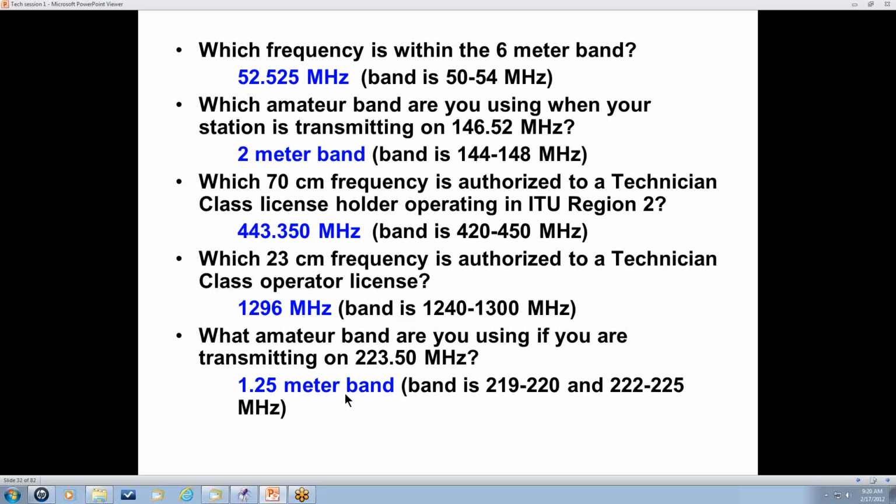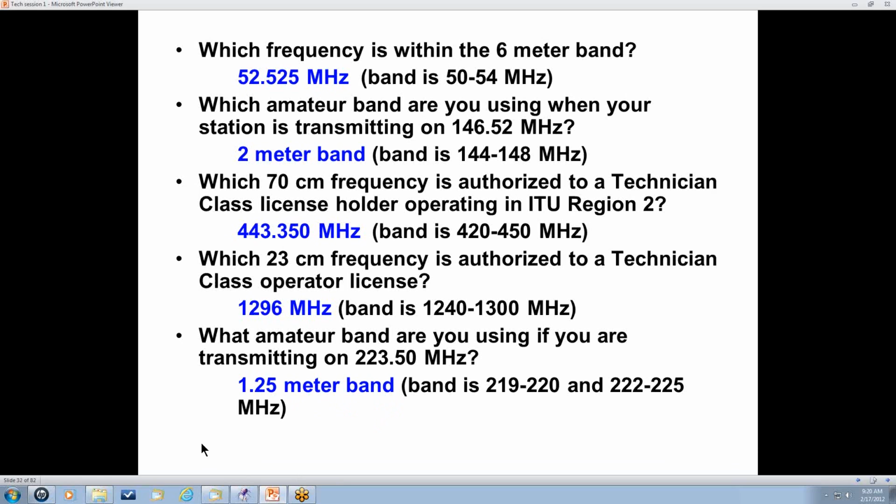What amateur band are you using if you're transmitting on 223.50 megahertz? That is in the 1.25 meter band. Okay, any questions on those? No. Okay. And hopefully it will become clearer what some of those terms mean and so on as we go along here.